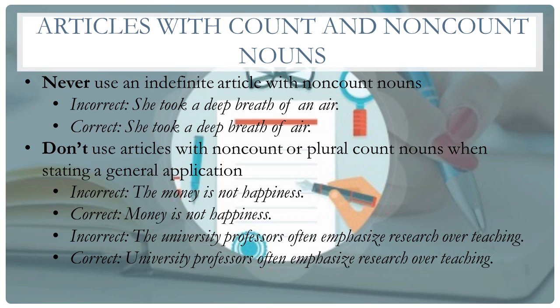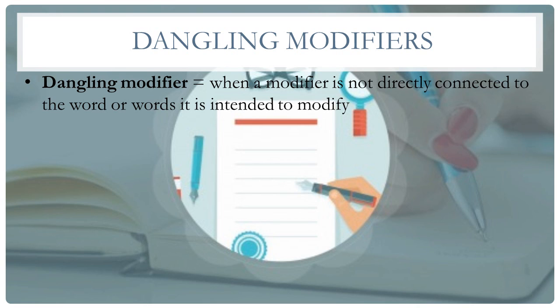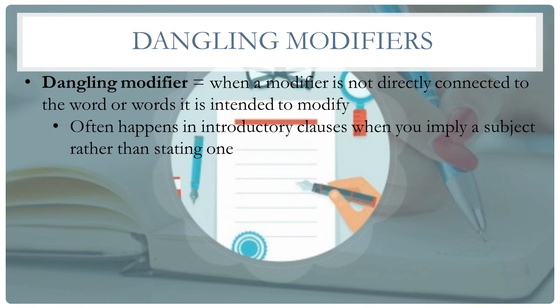The next is our dangling modifiers. A dangling modifier is when a modifier is not directly connected to the word or words it is intended to modify. Remember when we talked specifically about modifiers, we talked about the idea of proximity. Well, one area I see the most problem with is when students or writers use introductory clauses. Often what happens in introductory clauses is that you try to imply a subject rather than stating one. Here, for example: When just a boy, my mother returned to school. This sounds almost like your mother was once a boy, which is of course problematic.